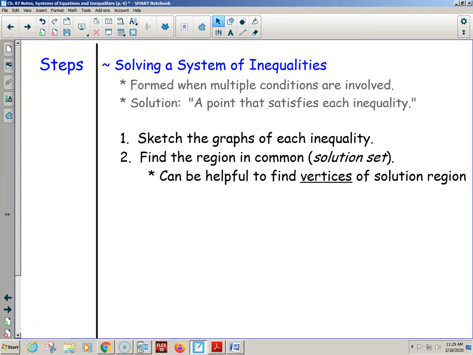So anyway, what we're going to do is systems of inequalities. What if we have more than one? And then there are some things like vertices, but basically we're looking for the overlap. I'll get back to that in just one second.